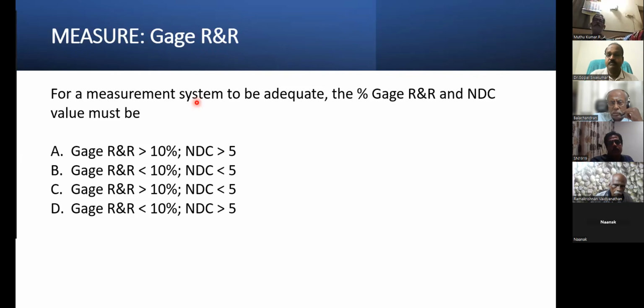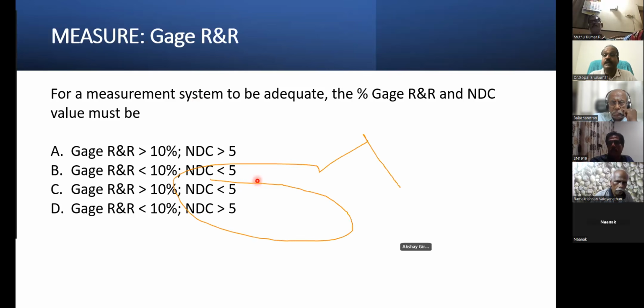Add more samples. That's what Madhesh also told. You take more samples covering the entire range, not everything at the same level. I mean, at the same point. Another idea is to go for an equipment with a better resolution. That is another idea. You can improve the NDC.